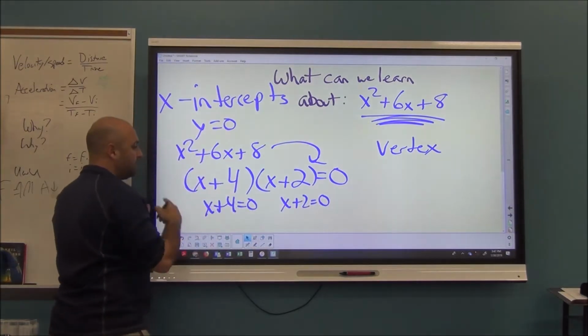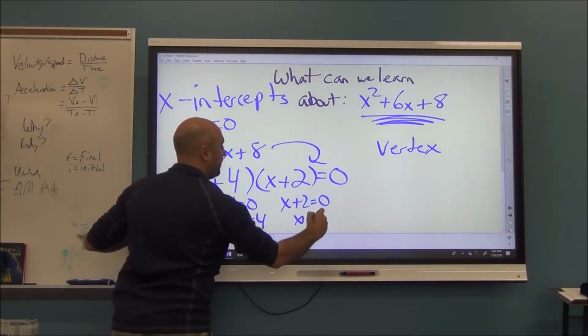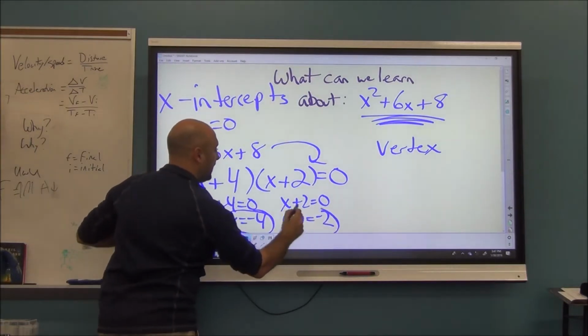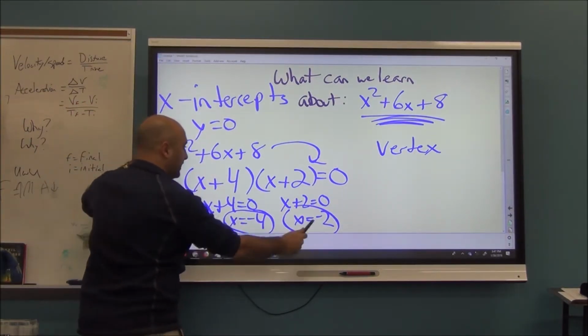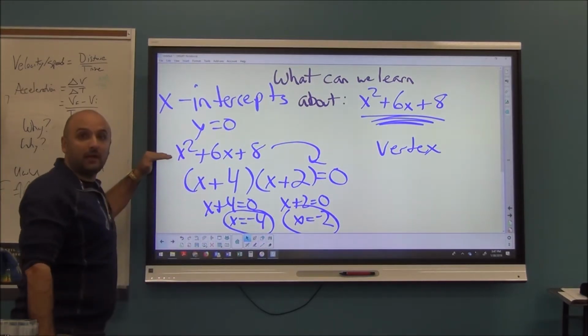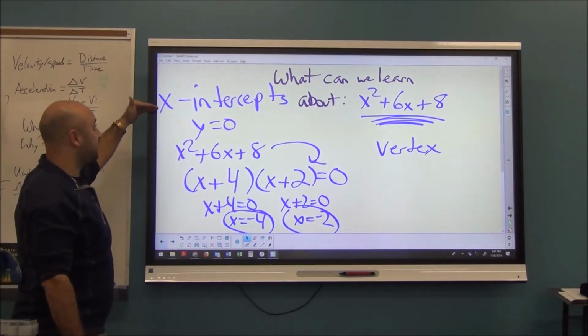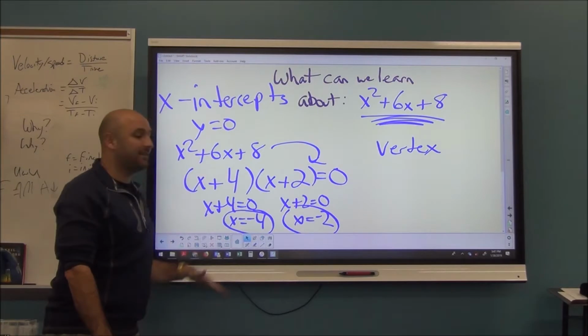Alright, and once I have them equal to 0, you solve. X equals -4, x equals -2. So in other words, I know if I graph this function right here, it is going to cross the x-axis at -4 and -2. Guaranteed. That's what my x-intercept form is about, the intercept form, where y equals 0, where it crosses the x-axis.